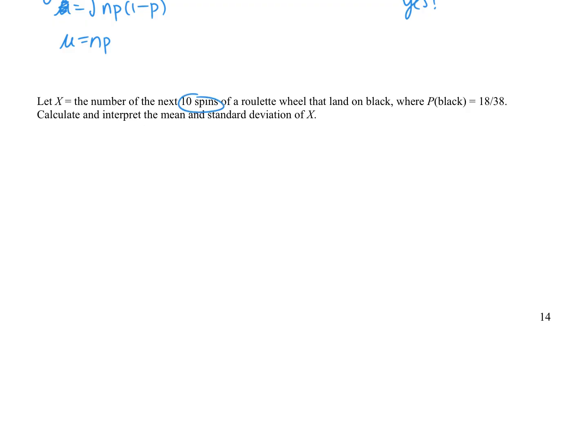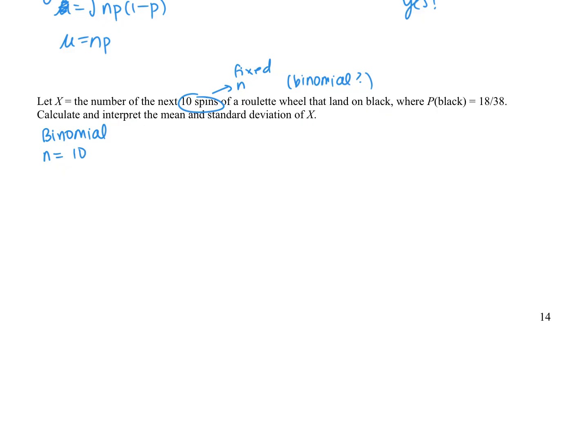As soon as I see 10 spins, that's a fixed n. That's what tells me that this might be binomial. It's not necessarily going to be, but that's what tells me it might be. So then I ask myself, am I looking for a certain number of successes? Yes, I'm looking for how many black there are out of the 10. So then I would do the BINS in my head. Okay, so in this case, this is a binomial distribution.